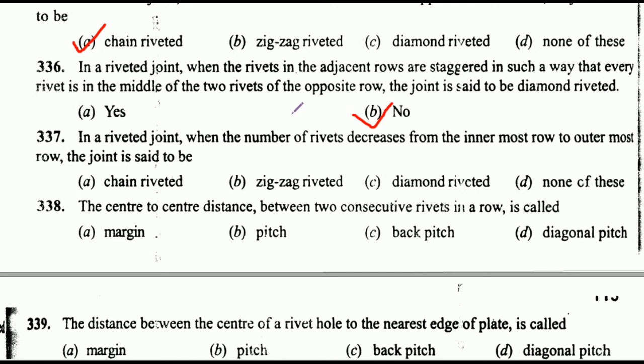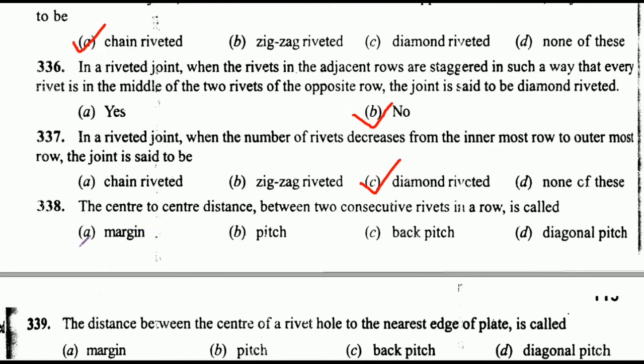Now next is in a riveted joint, when the number of rivets decreases from the innermost row to outermost row, the joint is said to be chain riveted, zigzag riveted, diamond riveted, none of these. Here friends, correct answer is option C, that is diamond riveted.